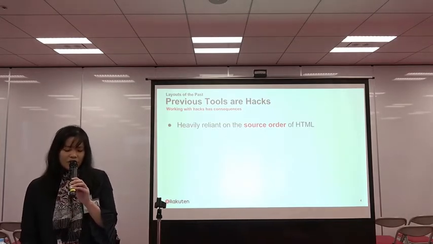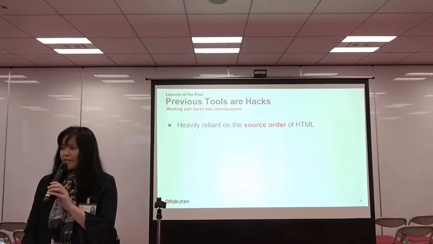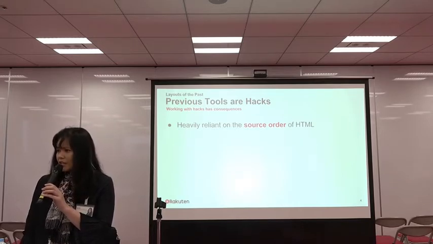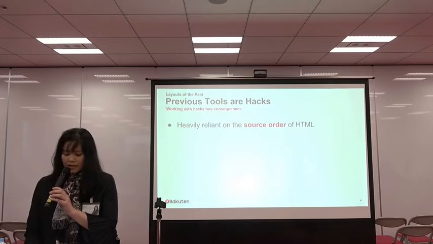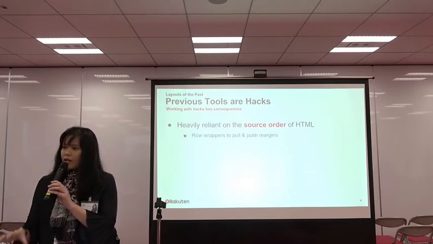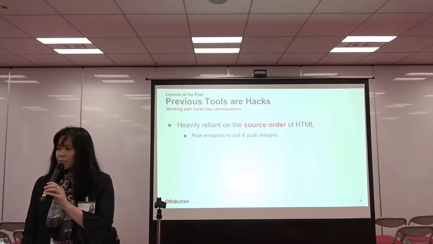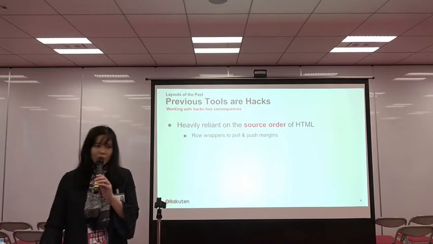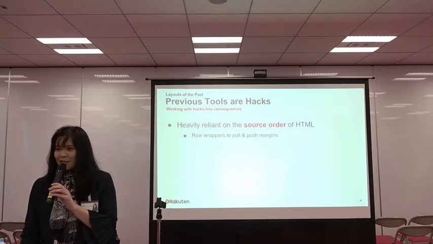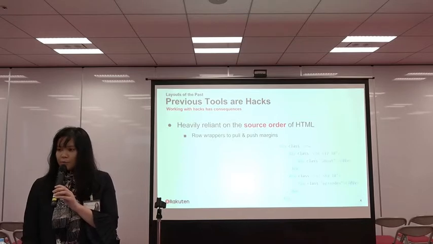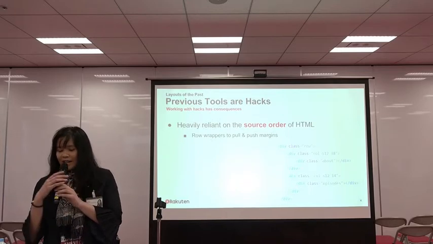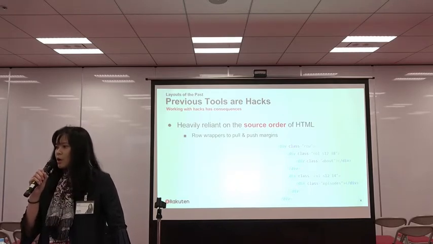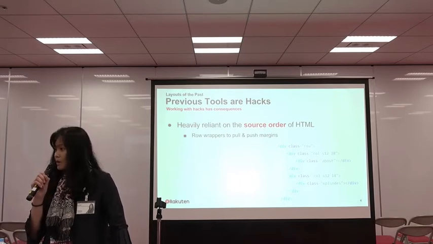Say, for example, on a float-based layout, you have your layout that is heavily reliant on the source order of your HTML source code. This is because on a float-based layout, you are not creating a grid system, you are imitating a grid system. And in order to achieve the spaces between your columns and rows, you will need row wrappers in order to pull and push those margins. And also you need to clear those floats. When you're working with Bootstrap, or if you've created your own grid system before, you will recognize this verbose HTML syntax over here, where you have rows and column wrappers that wrap around your content.